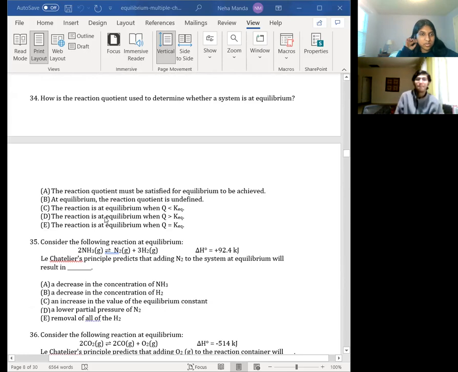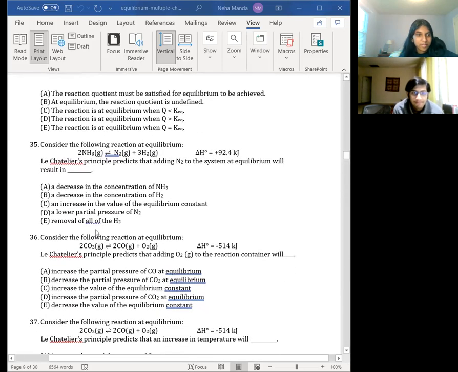How is the reaction quotient used to determine whether a system is at equilibrium? It's the same thing, basically. Yeah, I think it's E. Okay.